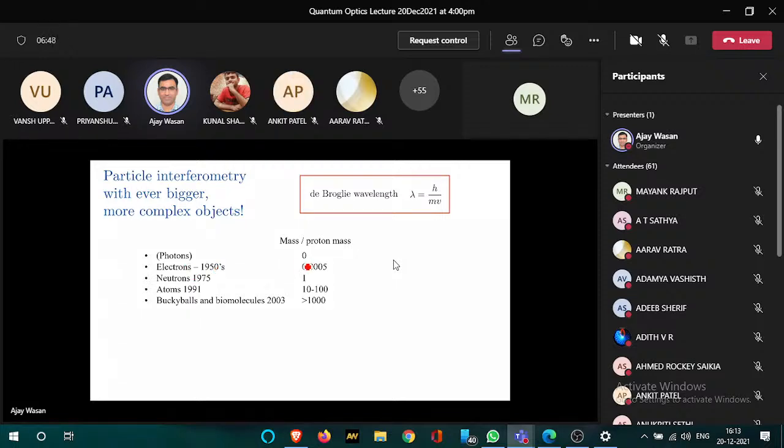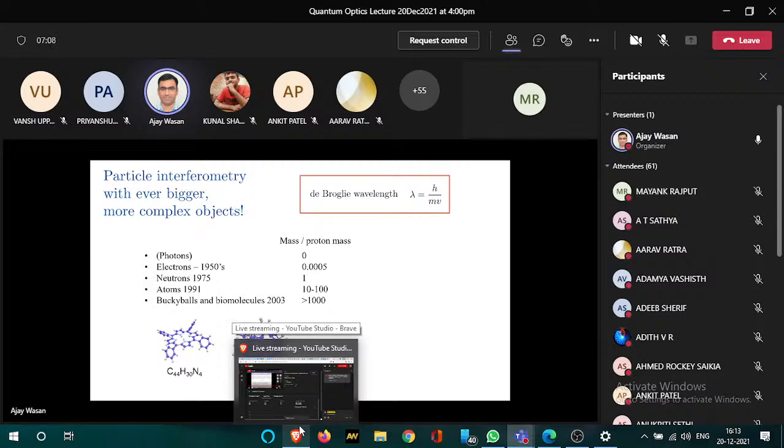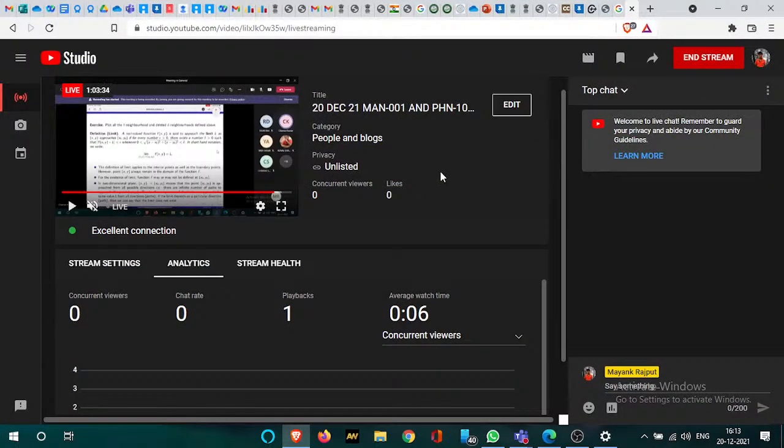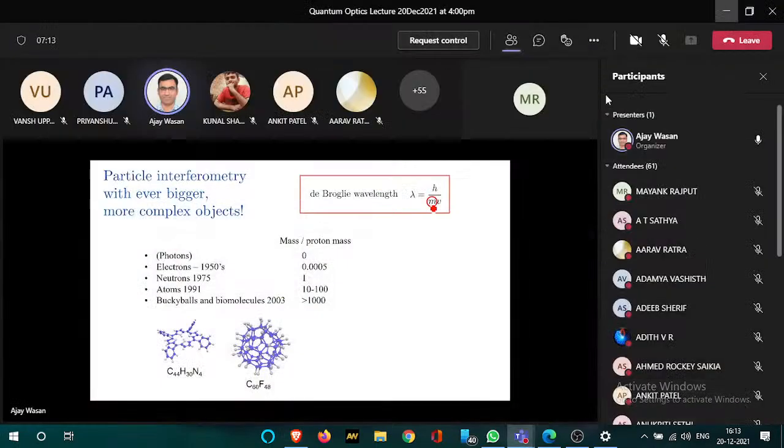Electron, I'm writing all these masses in terms of proton mass. Electron mass was discovered in 1950, then neutron, atoms, and so on. And I'm showing the big buckyballs, very heavy molecules. They have a much bigger mass. So if you substitute the value of these masses in this wavelength formula, to find the wavelength, you see that when it's a lesser mass, lambda will be higher. As m increases, lambda is going to be smaller and smaller.